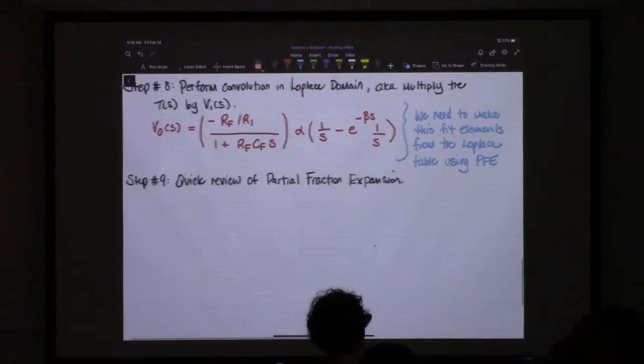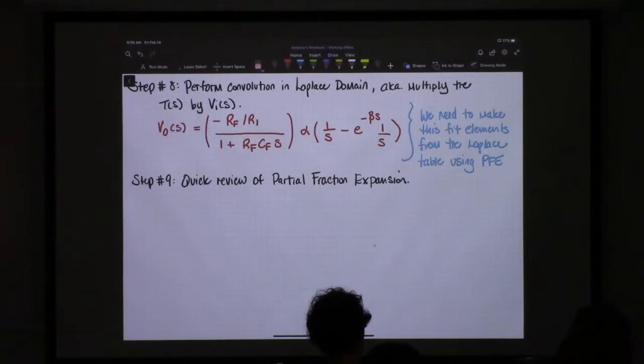Picking up where I left off before we had the technical issue, we need to make this fit elements from the Laplace table using partial fraction expansion. This is going to be a common strategy we use over and over again, and we've already seen what elements it's going to lead us to in the actual table. Let's talk about partial fraction expansion for a second. There's two different ways to do it: a shortcut way and the formal way. I'm just going to talk about the shortcut.